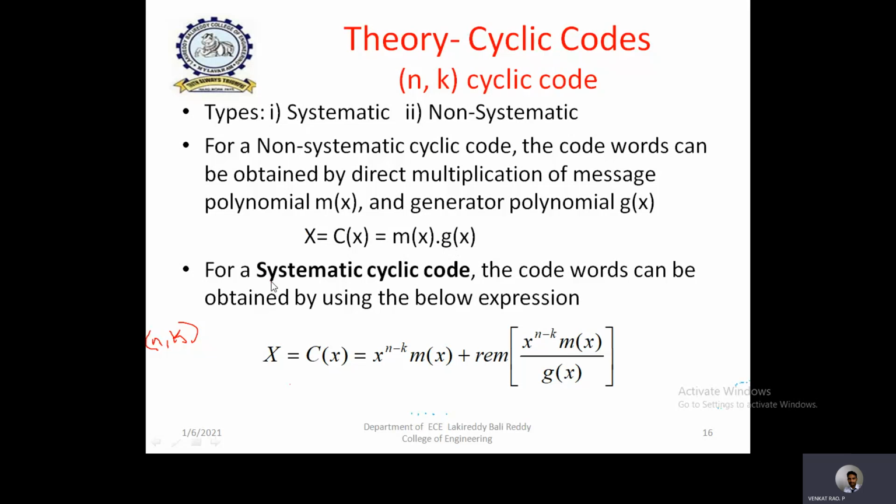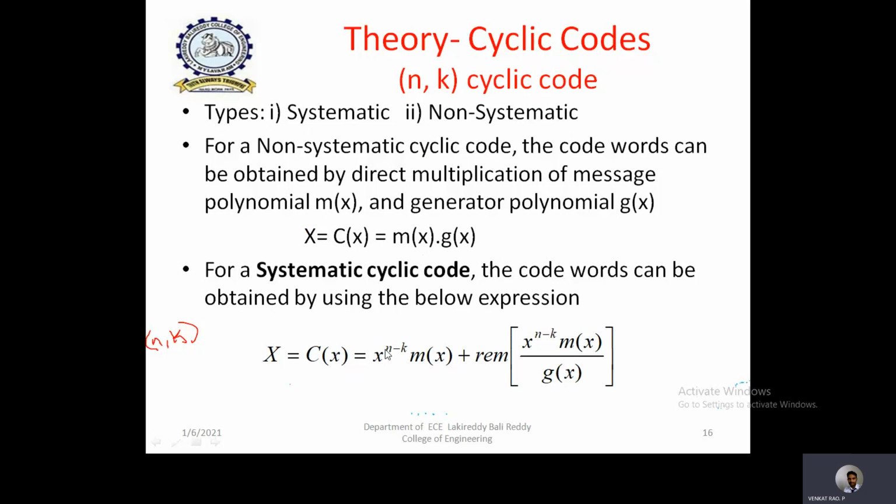Similarly, we have another formula for systematic cyclic code. That is, the code polynomial is equal to x power n minus k times m of x, plus the remainder of the same term, that is x power n minus k times m of x, divided by g of x, where g of x is the generator polynomial. So this generator polynomial must be given by the designer itself. So we should know this in order to calculate this code polynomial. Of course, we can change the message bits as per the given data.